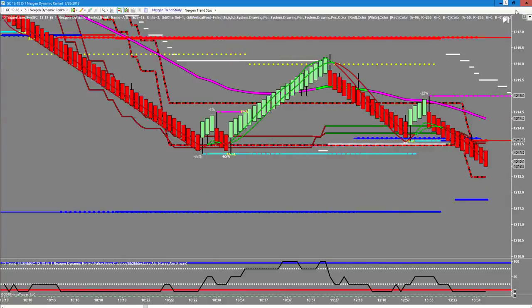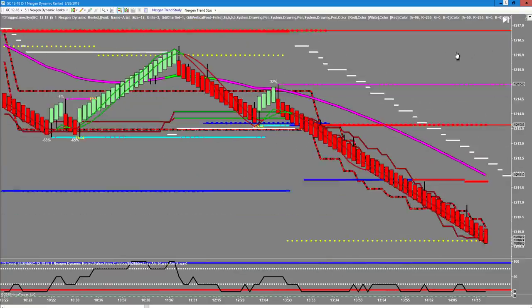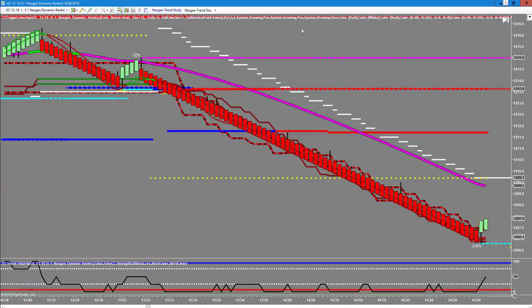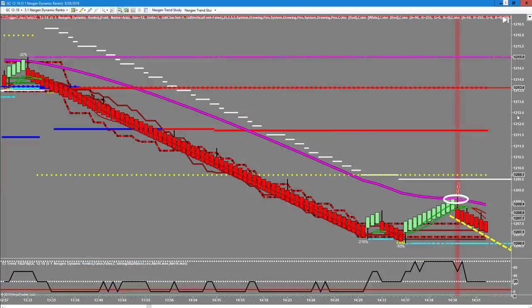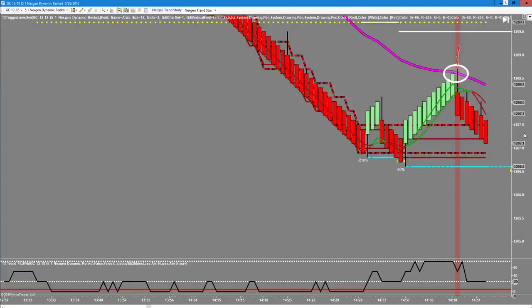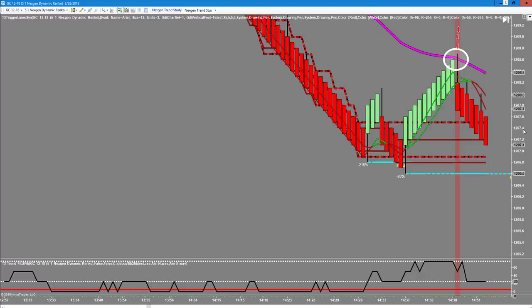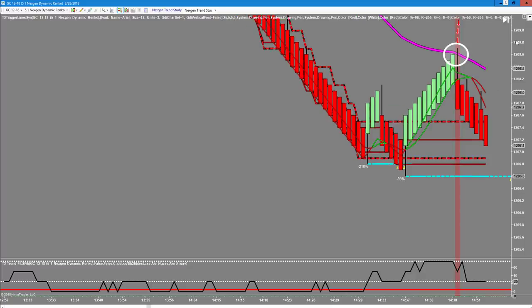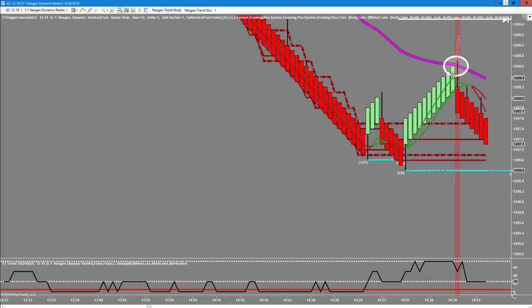So obviously we had a big move. I think that was crude oil news. All right, we got a trade. Obviously the market's going down very strong. Do you see the area where your trade would happen from? It's pretty obvious, isn't it?